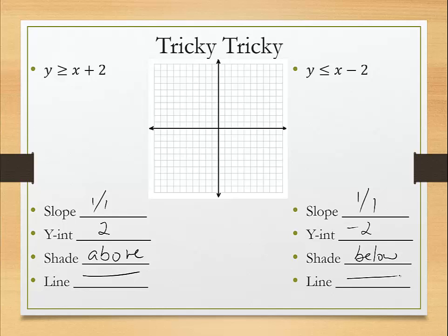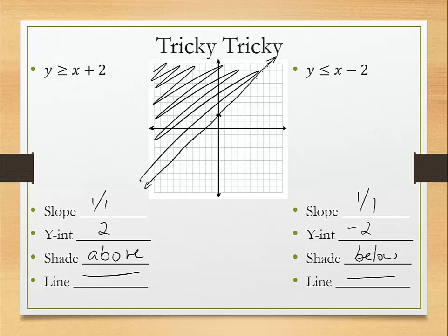Now let's graph the left line. We have a y-intercept of +2, so from your origin go up 2. And then your slope is 1/1, so go up 1, right 1, up 1, right 1. Down 1, left 1, down 1, left 1. Okay, and then it's a solid line, so make it solid. And you shade above, so shade above.